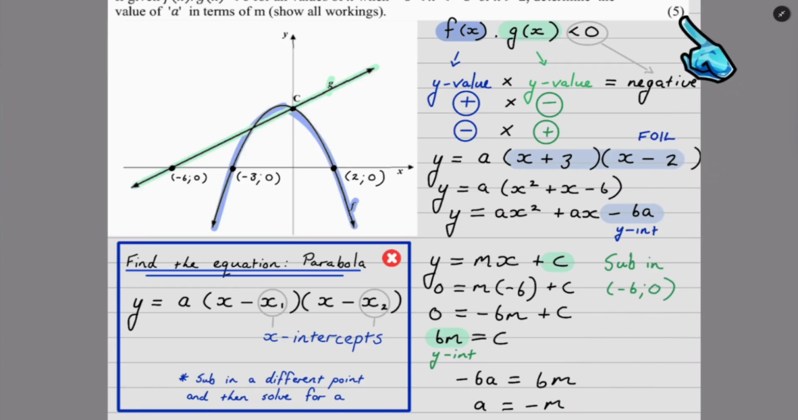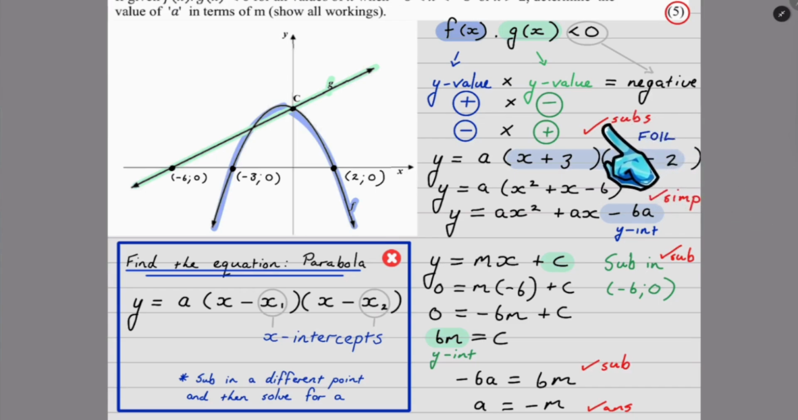Right, let's see where our 5 marks are going to come from. Your first mark comes from substitution into the parabola formula, so this formula over here. The second mark comes from simplifying that mess into this line. The third mark comes from subbing this point into the linear function in this line here. The fourth mark is equating the two y-intercepts or subbing one into the other. And the last mark, the fifth mark, comes from a equals negative m, the final answer.